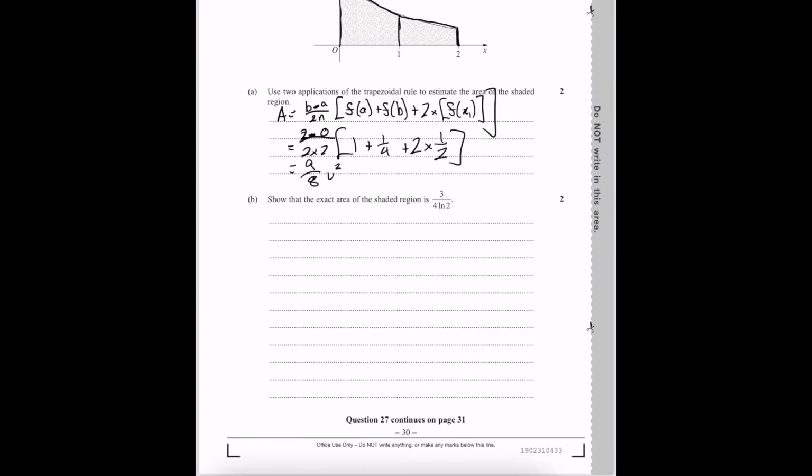Part B says show that the exact area of the shaded region is 3 on 4 ln 2. So the exact area means we're going to be integrating half to the power of x dx. What I'm going to do is change this to 2 to the power of minus x dx. Now to integrate this, I'm going to put a minus out the front. And that's because I want the derivative of the function to be in front of this whole line. And that's going to allow me to integrate it like so.